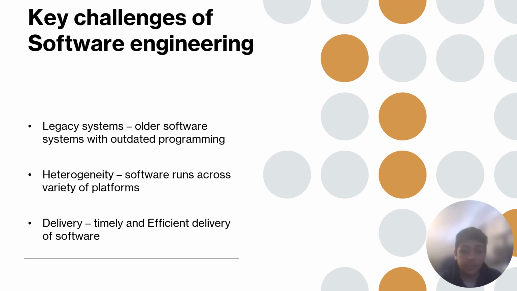Next, we have heterogeneity. So this is software that needs to run across a variety of platforms, devices, and environments. This diversity in hardware, operating systems, and user interfaces can complicate development and testing, as developers must ensure compatibility and performance across multiple systems. And lastly, we have delivery, which is the timely and efficient delivery of software remaining a significant challenge. We want to ensure that software is delivered on schedule, within budget, and with the desired functionality, requiring effective project management, collaboration, and continuous testing throughout the development lifecycle.